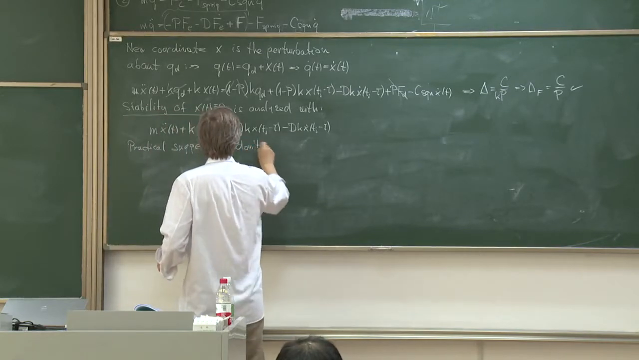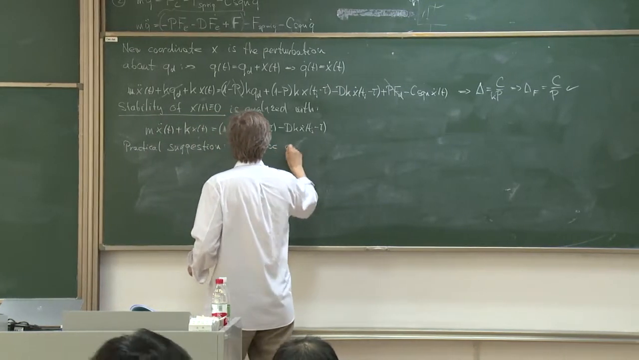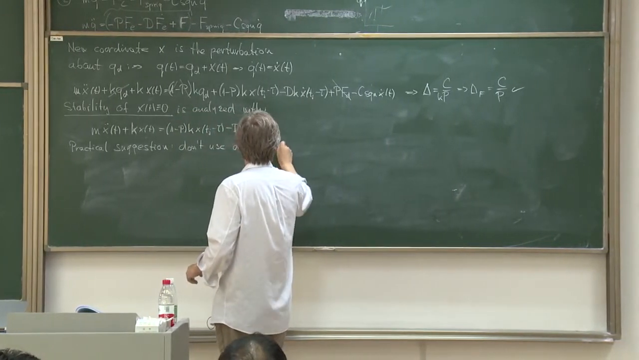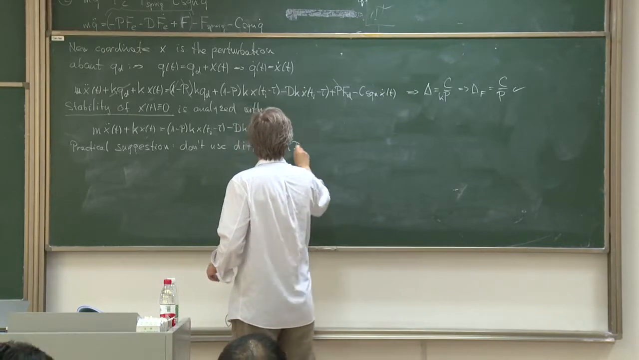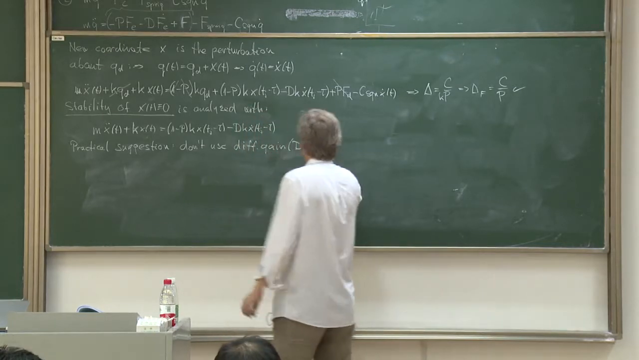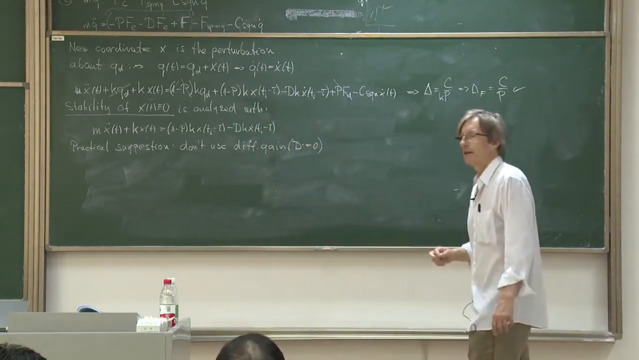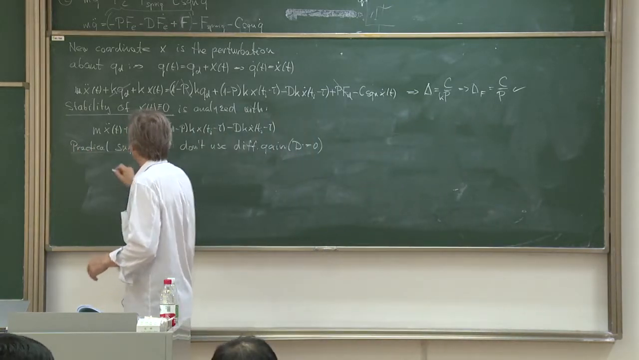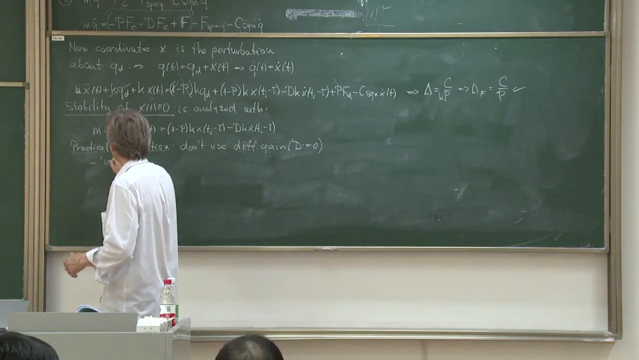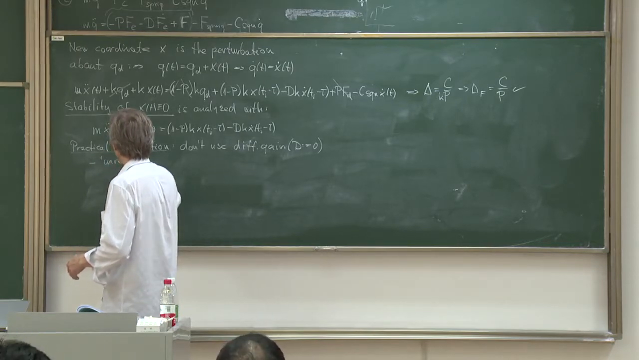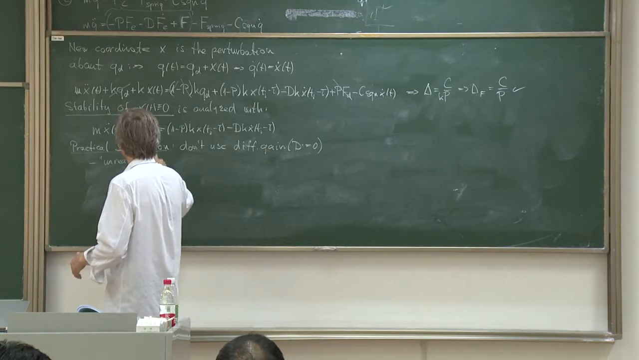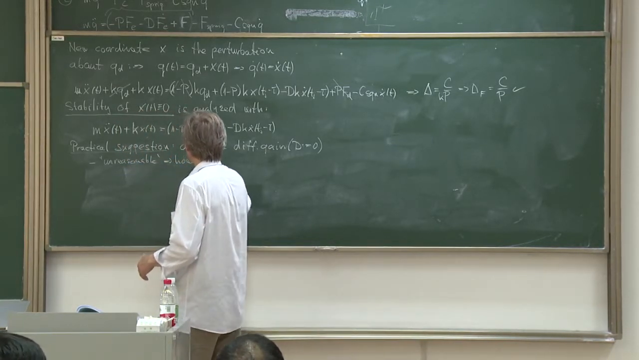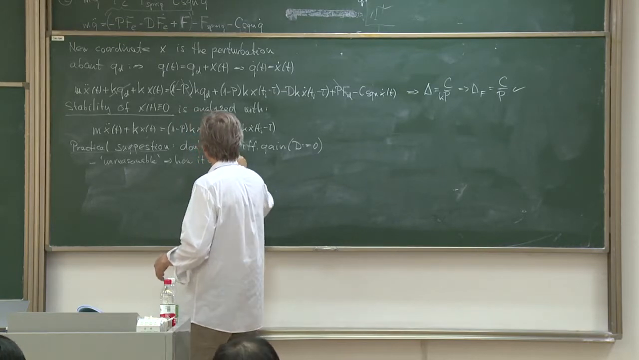Don't use differential gain. So choose d equals 0. Let it be 0, okay? At first glance, this practical observation or practical suggestion is unreasonable. How will it be damped?